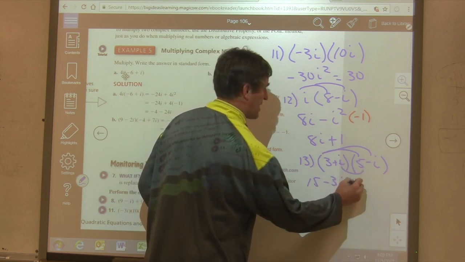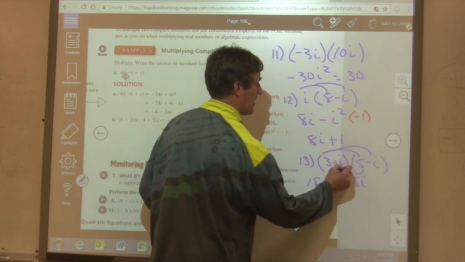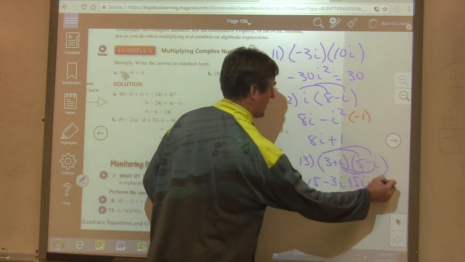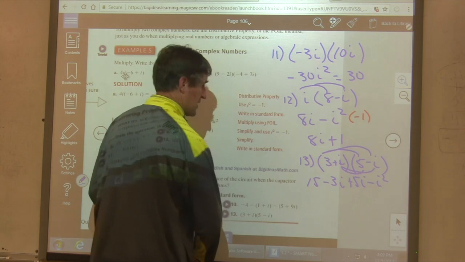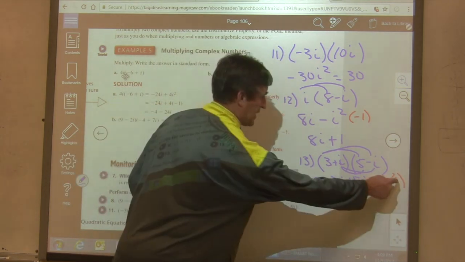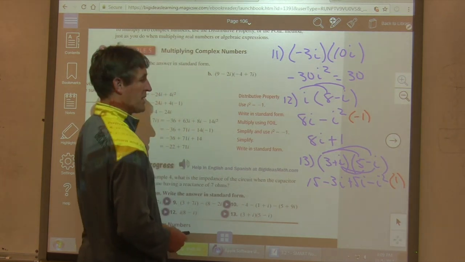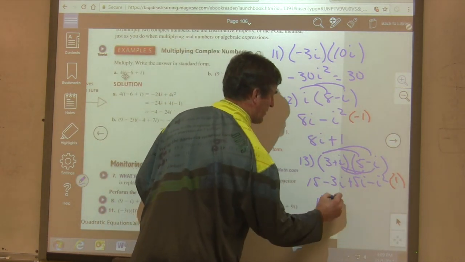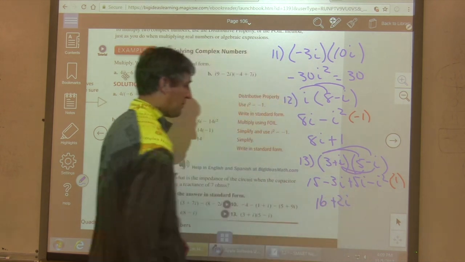i times 5 is a positive 5i. And negative i, or i times negative i would be a negative i squared. So this is going to become a positive 1, because you have a negative 1 times a negative would be positive. So 15 plus 1 is 16. And negative 3i plus 5i would be 2i.